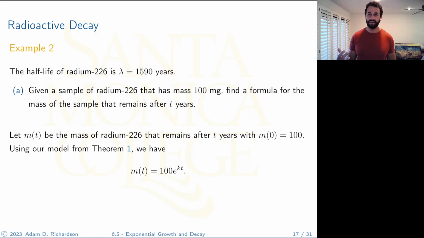So remember, the half-life is how long it takes for the initial amount to decay to half of that amount. So in other words, it'll take 1,590 years for this sample to decay to 50 grams. But just with that information, that will tell us what the relative decay rate is going to be.